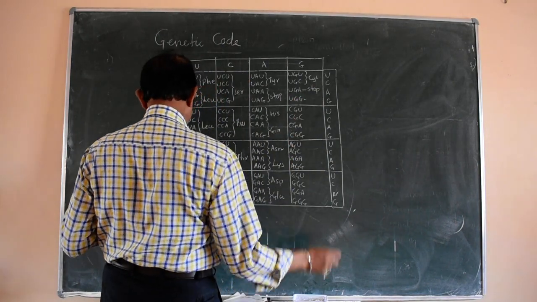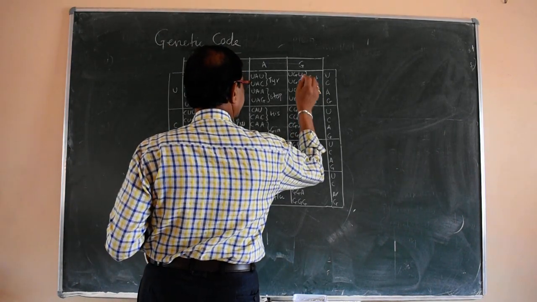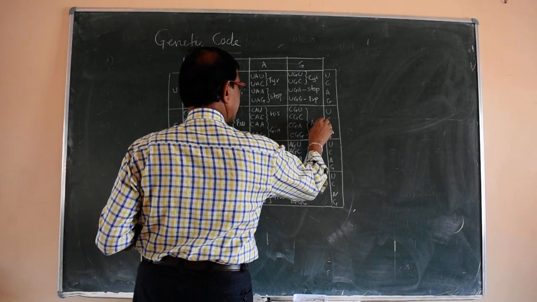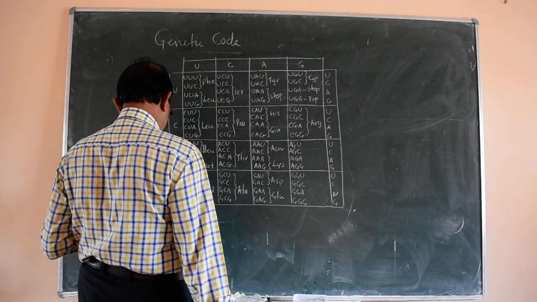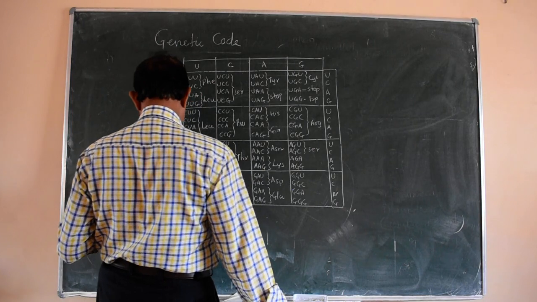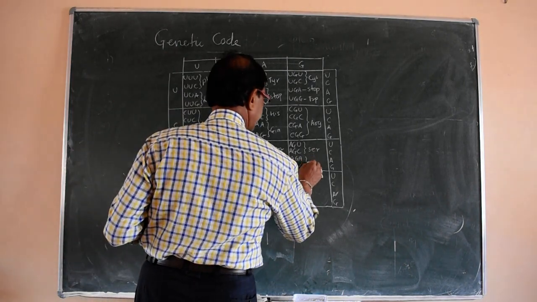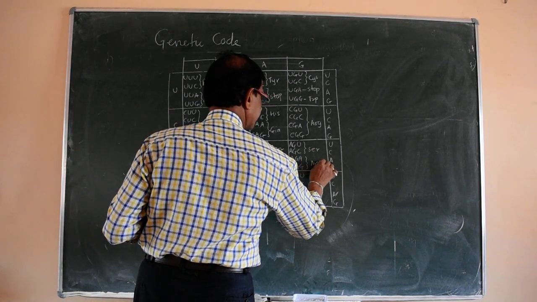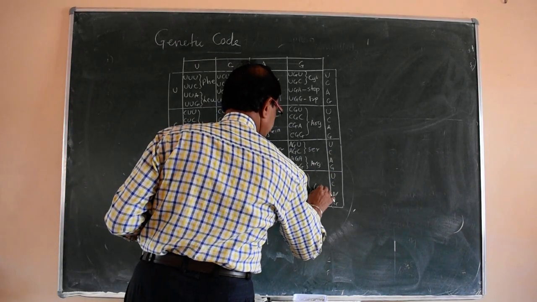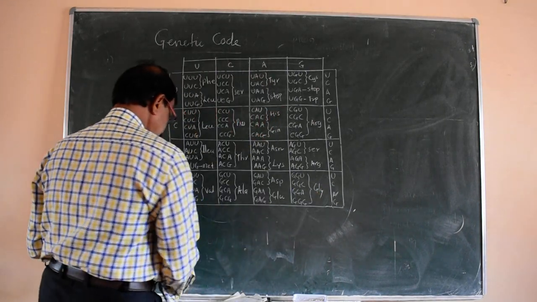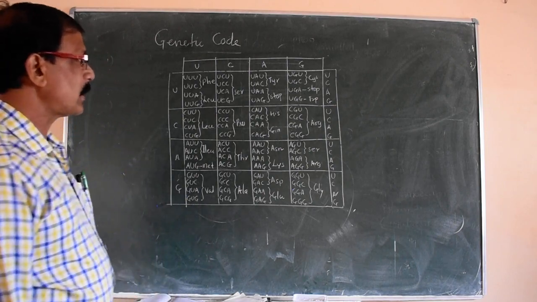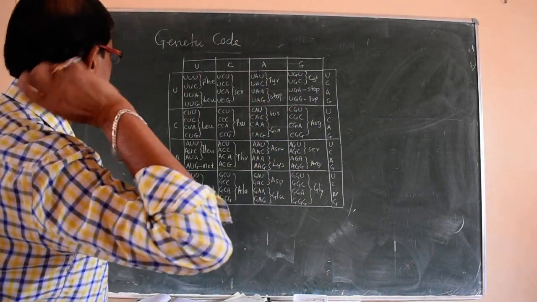and then UGG is tryptophan, TRP, and the next four are all arginine, and the next one is serine, SER, and the next one is arginine again, and then the last one is glycine. So that means all the 20 amino acids are named here.